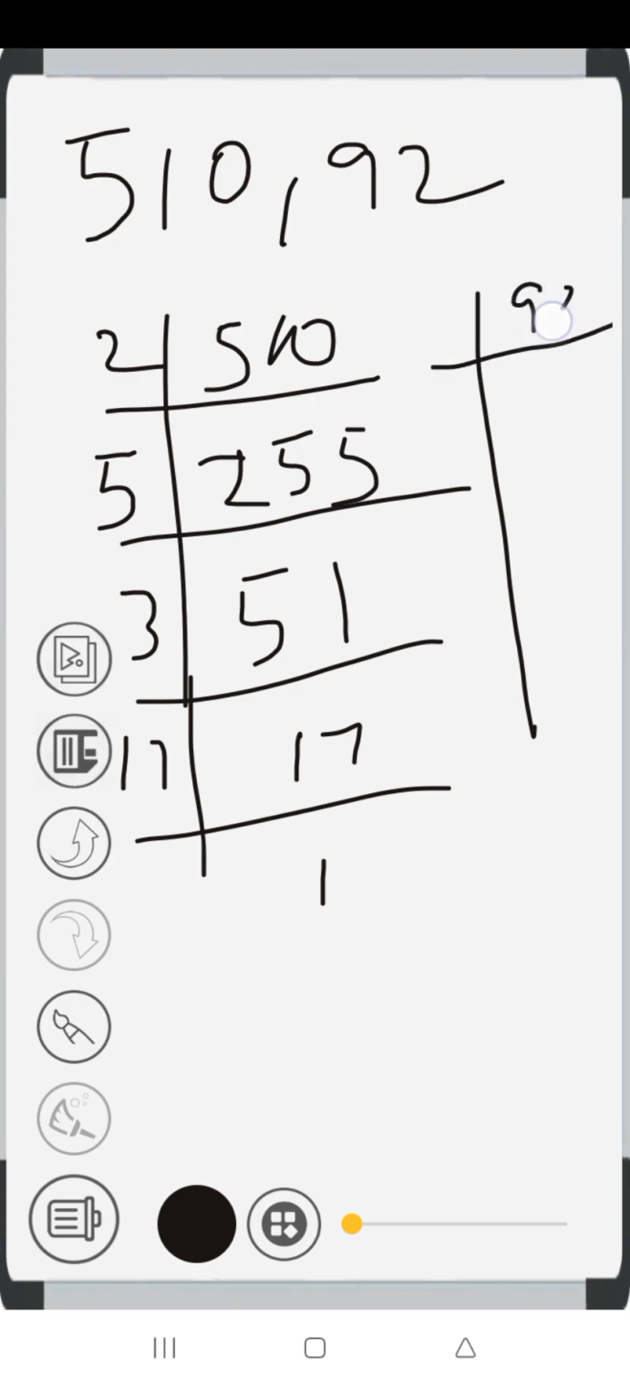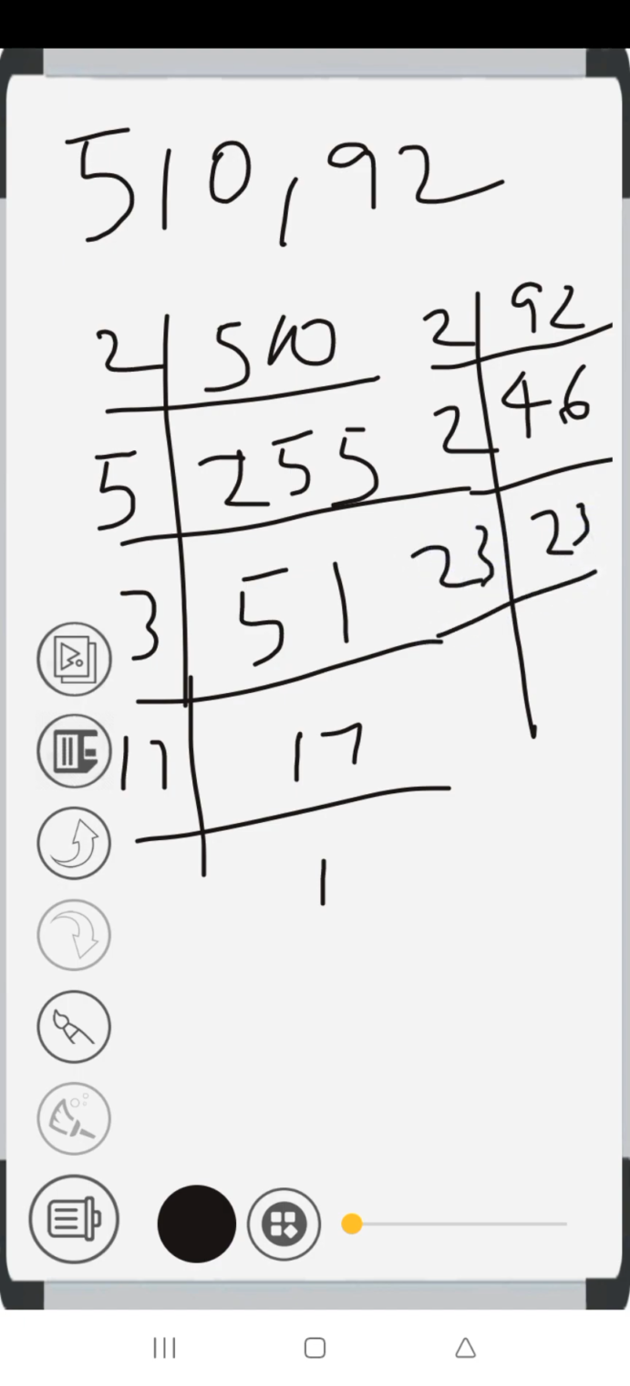For 92, 2 fours are 8 and here 1 carry, so 2 sixes are 12. 2 into 23 is 46, so 23 when divided by 23 is 1. So from here we can say that the highest common factor is 2.